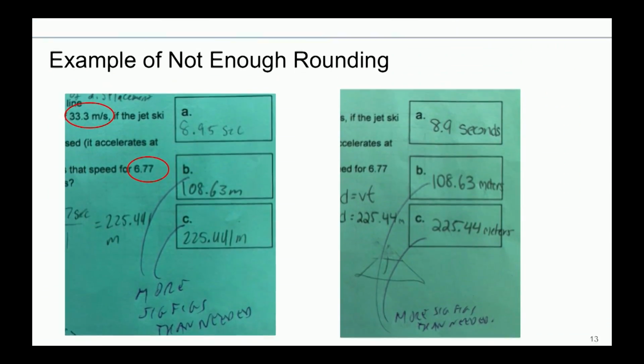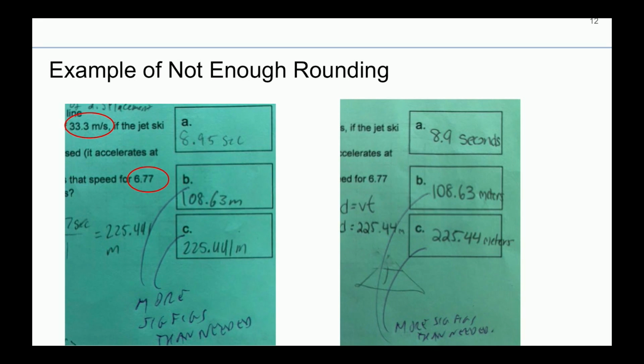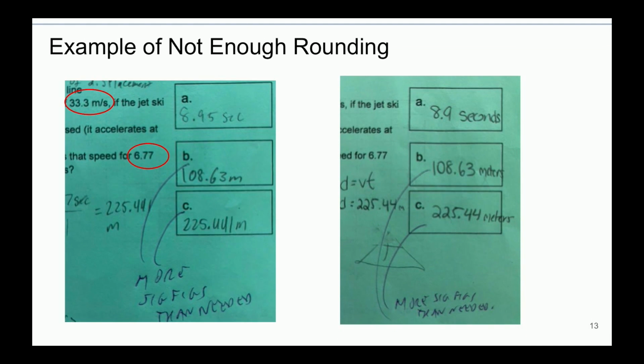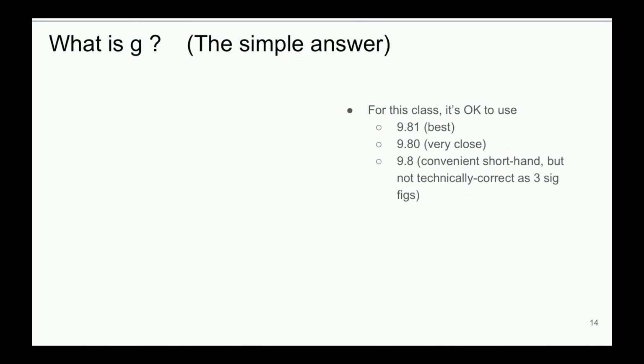Likewise, not enough rounding is a problem. Here's a different problem, but the question was asked giving 3 significant figures for all the data. This student answered with as much as 6 significant figures, just too much. You have no right to answer in significant figures if you haven't been provided those in the problem statement. Okay, let's move on then to G.